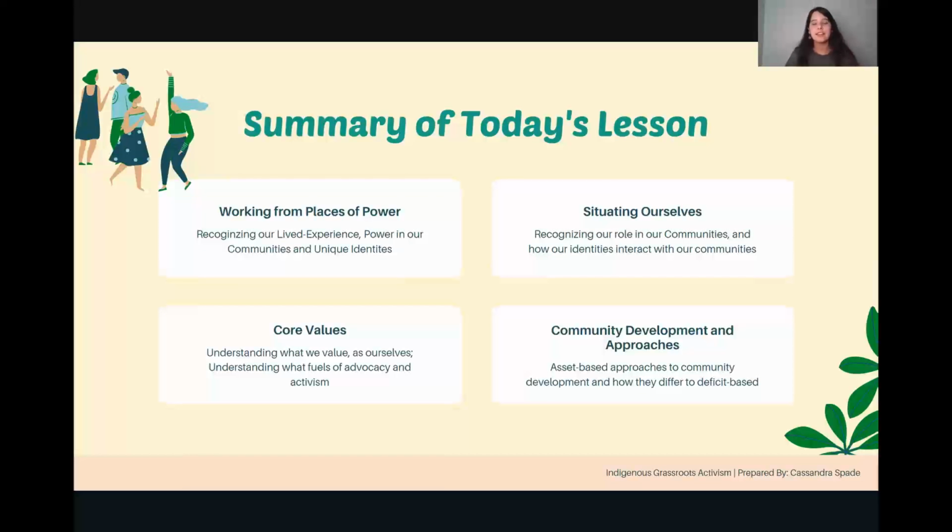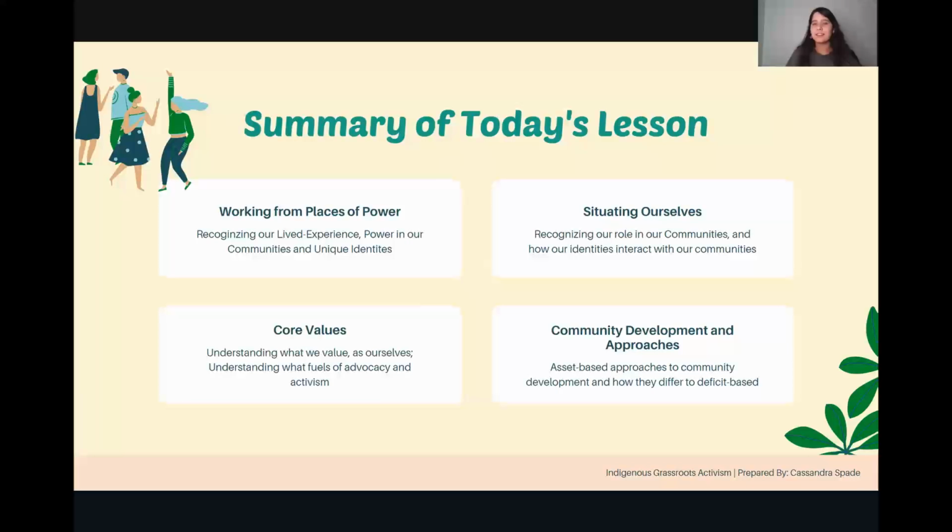In summary of today's lesson, we talked a lot about our lived experiences and situating ourselves in our communities. We did this by working from places of power and recognizing that our communities have power, and that we are connected to our communities and we have power. So understanding who we are and understanding where we come from gives us a lot of power, in that we are each unique and come from diverse places.